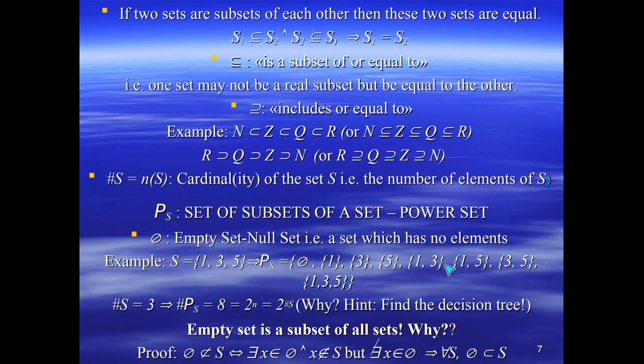{1, 3}, {1, 5}, {3, 5}. We don't write down {3, 1}, {5, 1}, {5, 3} because they are the same. The order is not important. And then we have one subset of three elements, which is {1, 3, 5}, and no more other. But there is also empty set or null set. Empty set or null set is a subset of all sets. We should include empty set or null set in all sets. It's not an element, it is a subset. We should include it in the power set, which is the set of subsets of a set. Empty set should be there.